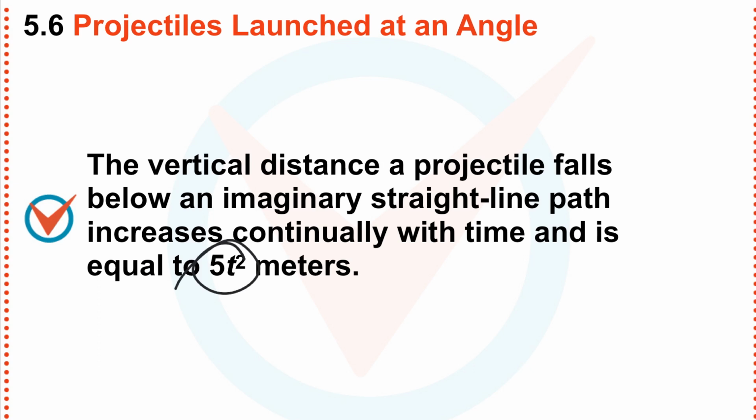So it's 3 times faster the second second. It's 5 times faster the third second. It's 7 times faster the fourth second. So that is the first thing I'd like you to keep in mind, that it's getting faster based upon 5t squared, and the t is the time.